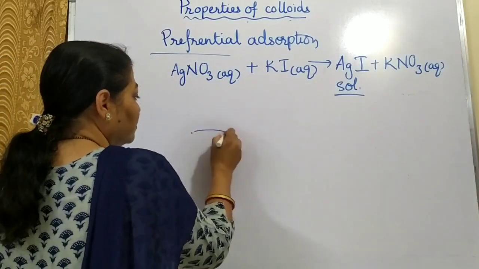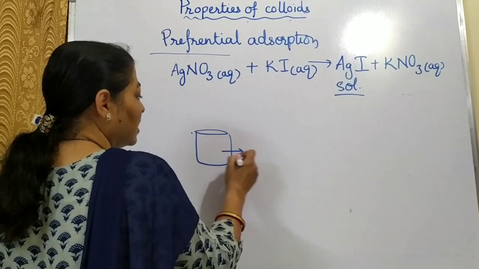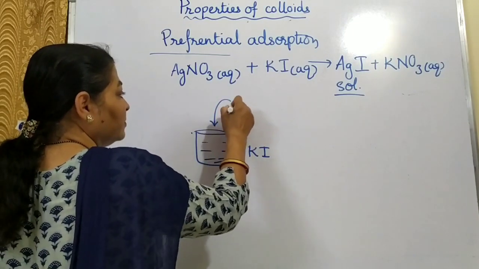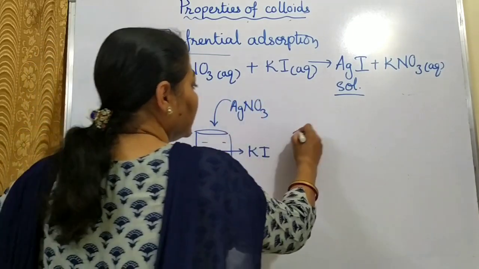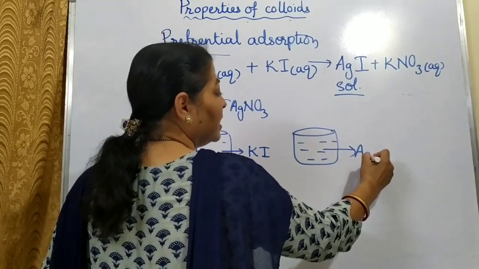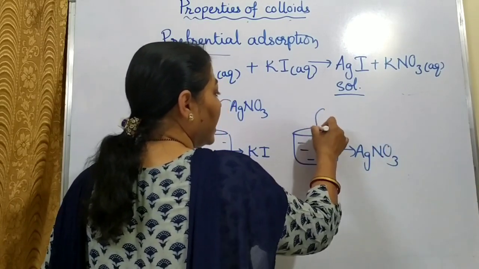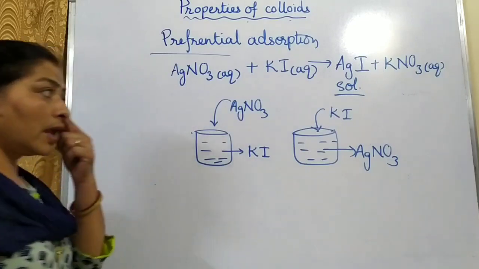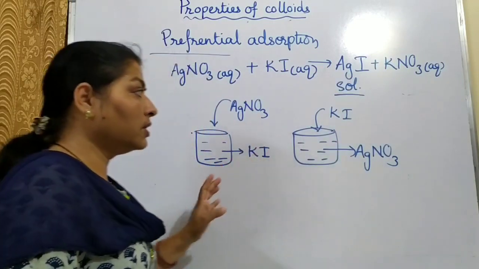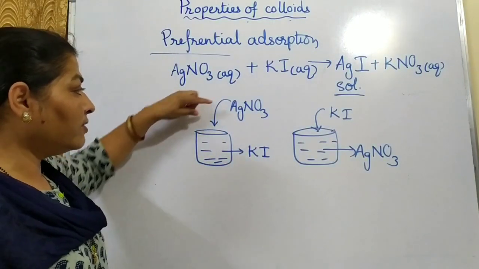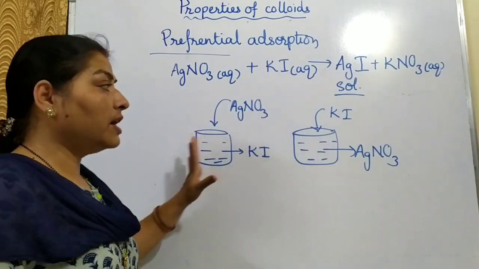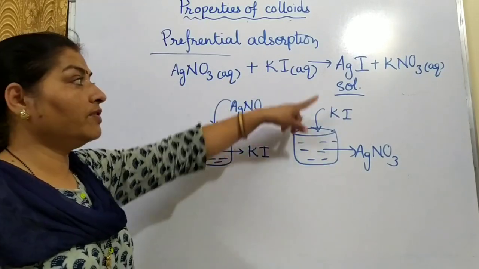Now there can be two ways. One is that in the container you have KI and you are adding AgNO3. In the second case, in the container you have AgNO3 and you are adding KI to it. In both cases, what is going to form is AgI sol, so that is common for both. But in the first one we are adding AgNO3 to KI, and in the second case we are adding KI to AgNO3. So we are just changing the method for the preparation of AgI sol.